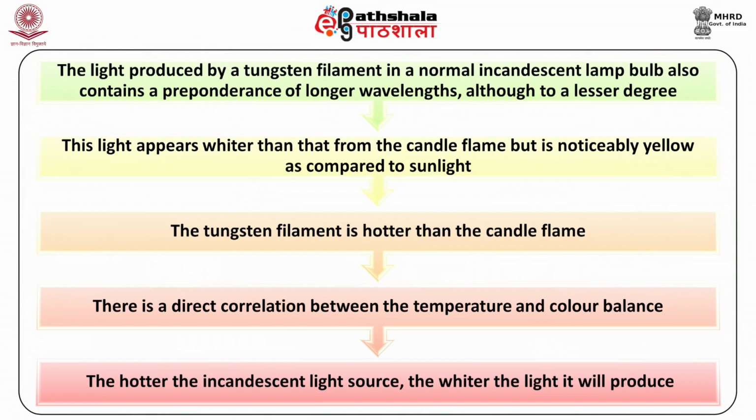The light produced by a tungsten filament in a normal incandescent lamp bulb also contains a preponderance of longer wavelengths, although to a lesser degree. This light appears whiter than that from the candle flame, but is noticeably yellow as compared to sunlight. The tungsten filament is hotter than the candle flame. There is a direct correlation between temperature and color balance. For example, the hotter an incandescent light source, the whiter the light it will produce.